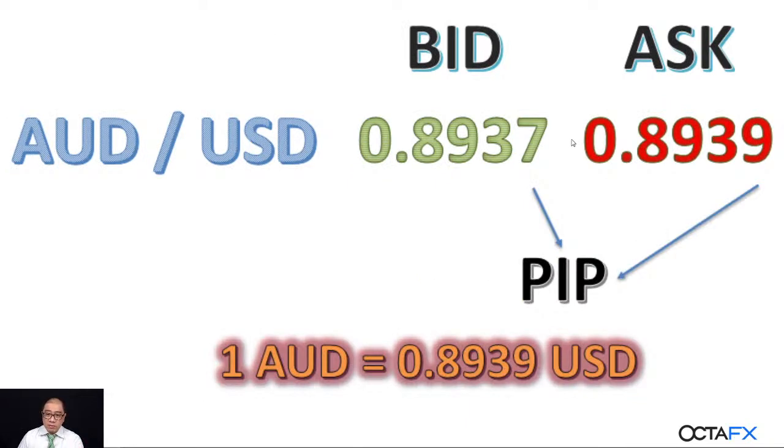In this case, if you buy, then you'll be starting with a -2 pip because the ask is at 39, the buy is at 37. So how do you read this quote? It'll be 1 AUD at 0.8939. So we're always going to look at the ask price, not the bid price. Some people do look at the bid price, but I prefer looking at the ask price because I know that's the more expensive one to pay. Okay.